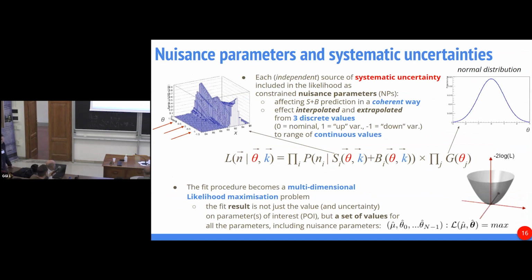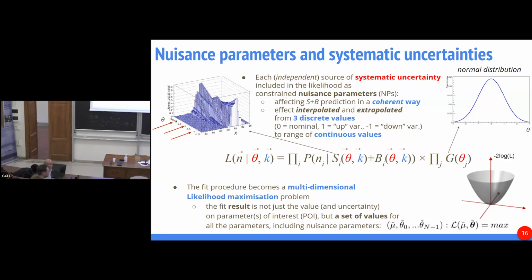In the profile likelihood fit, and also in the unfolding, we have to assume that we have a continuous dependency on the parameters that control the systematic uncertainty. And actually, in order to make it work numerically, we also had to make them Gaussian or regularly distributed.